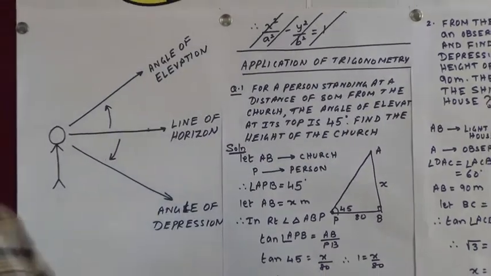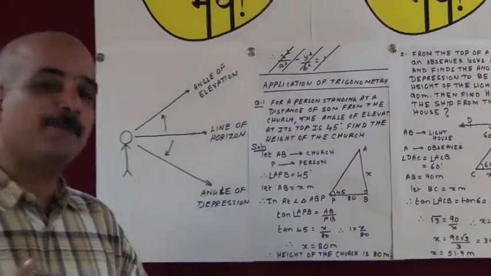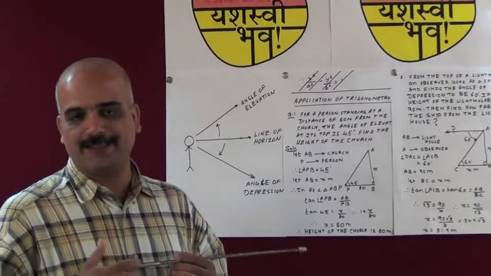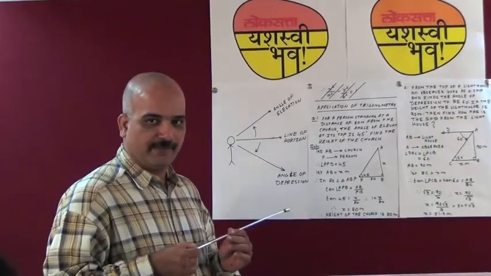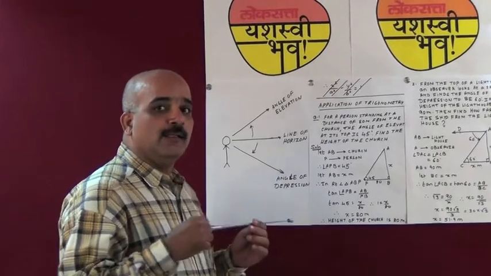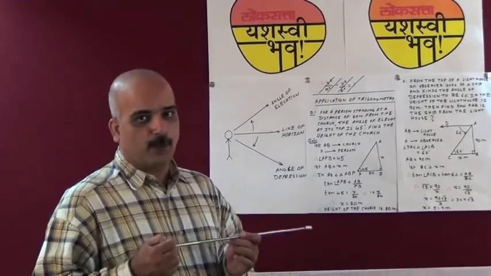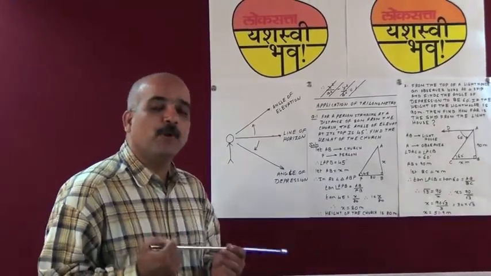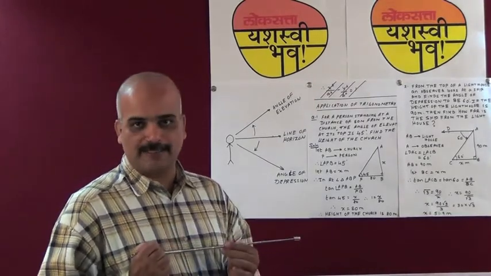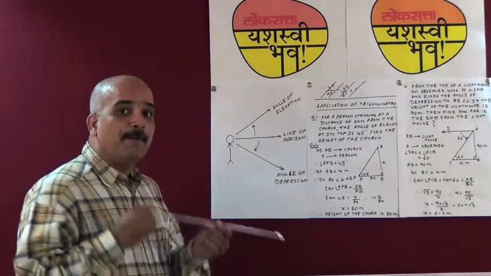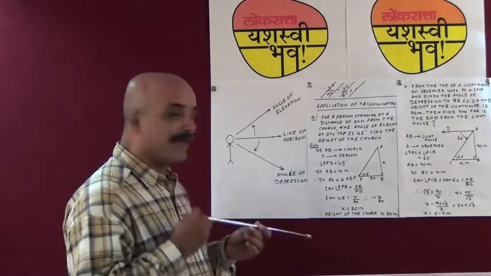Dear friends, now the third part or the third type of sums that we normally expect in the board exam is based on applications of trigonometry. Now, this type of sums normally are word problems, and it becomes important for the child to read the sum properly and understand what it means. Now here, but before that, we have got to know something else.